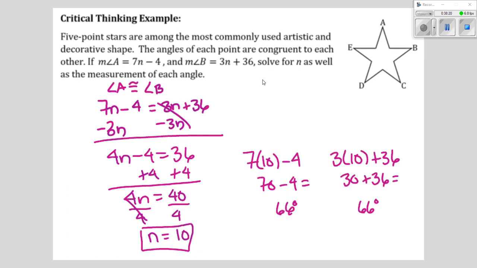So I plugged it into both, angle A and B, to see if I got the same number. I plugged into angle A, I got 66. I plugged it into angle B, also 66. So that means all the points are 66 degrees. And this is a check to make sure that my n is correct, that I did the math correctly, and that all those points end up with the same degrees to show that my n was solved correctly.